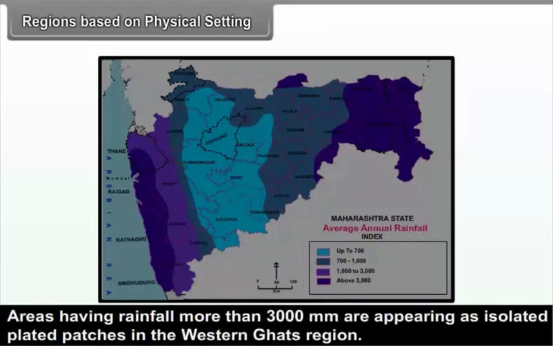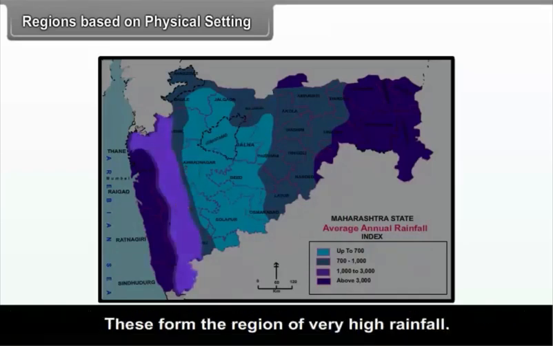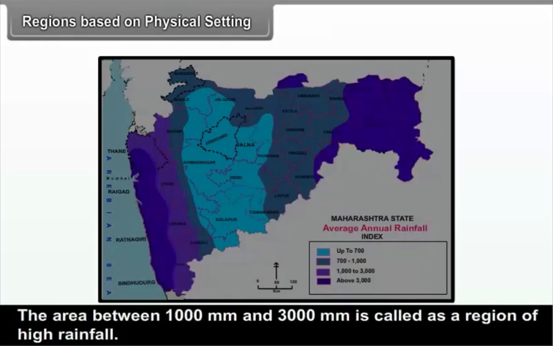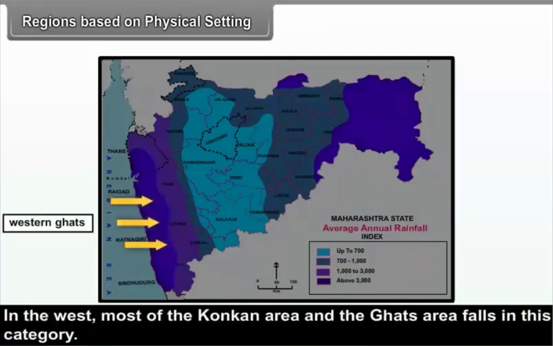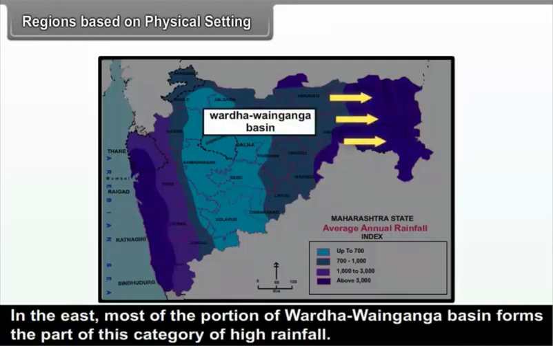Areas having rainfall more than 3000 mm appear as isolated patches in the Western Ghat region. These form the region of very high rainfall. The area between 1000 mm and 3000 mm is called the region of high rainfall. This region is spread in 2 different parts of the state. In the west, most of the Konkan area and the Ghat area falls in this category. In the east, most of the portion of the Wardha-Wainganga basin forms part of this category of high rainfall.